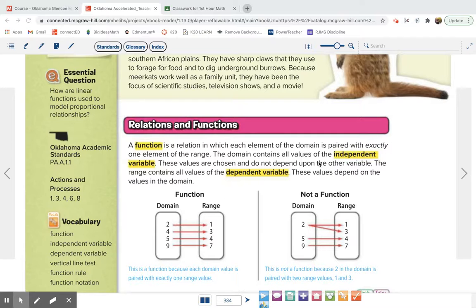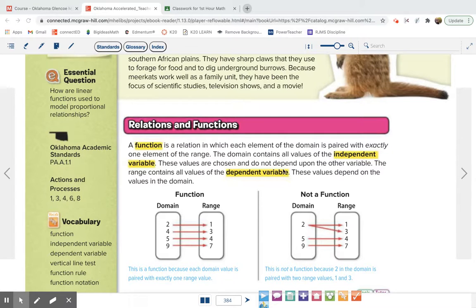Then it says the domain, your x values, contains all values of the independent variable. So you might also write that down. X is your independent variable. Okay, so that means y is your dependent. When you think about what the word independent even means, like doesn't rely on anybody, can do it on their own, that's what it means here too. X doesn't rely on y. It's its own entity.